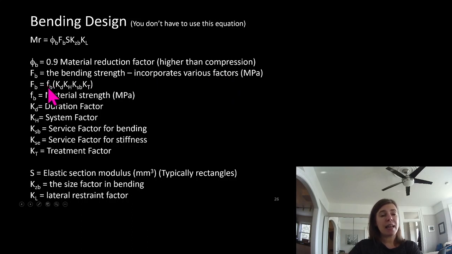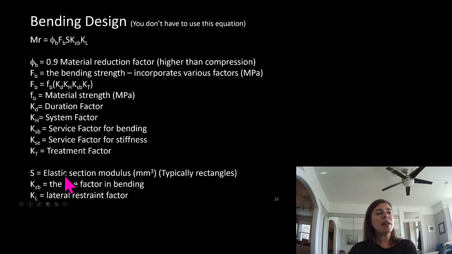So here's our lowercase fb that we would pull off those charts and then we've applied our KD, our KH, our service condition, but for bending, and our treatment factor. FB, again, what we've pulled off the charts. KD is duration, KH is system, KS is service factor for bending. For stiffness, we actually would pull off the KSE. And I'm going to show you that it actually even comes into play a little bit in the bending, but that is the service factor for our modulus of elasticity. And then KT is our treatment factor.